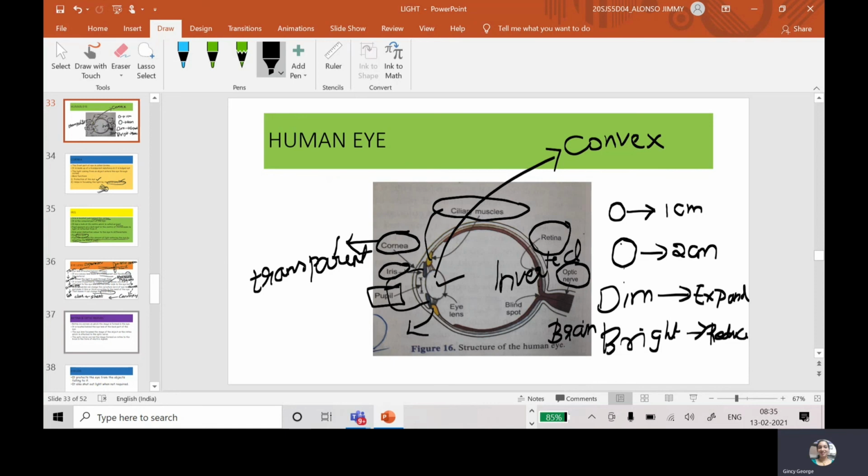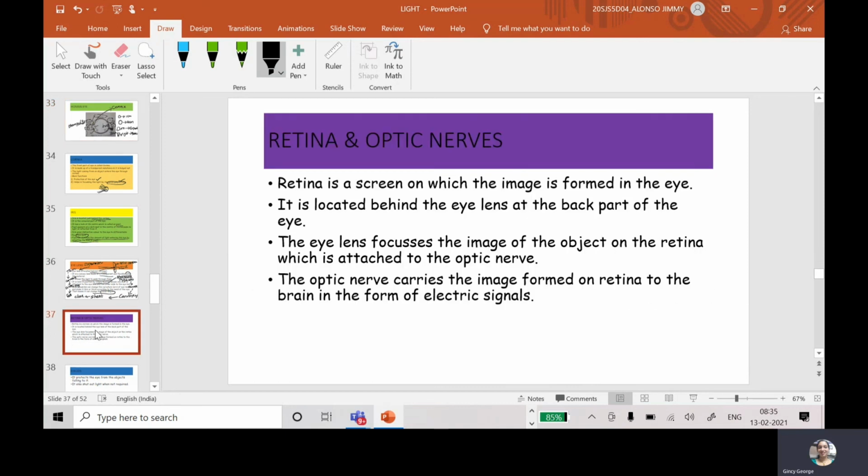Okay, so what are the functions of retina and optic nerves? The retina acts like a screen located behind the eye lens.